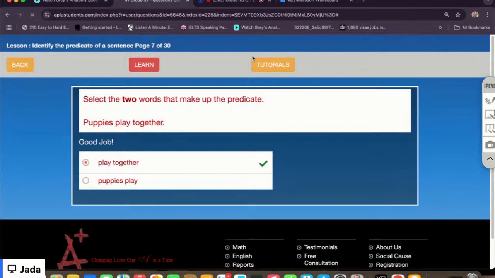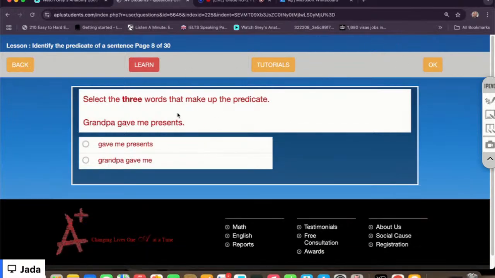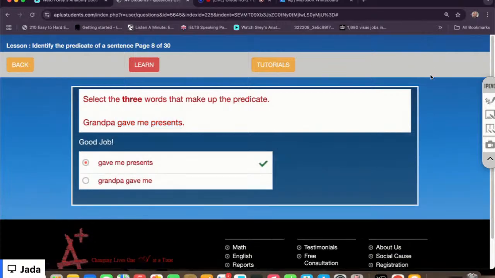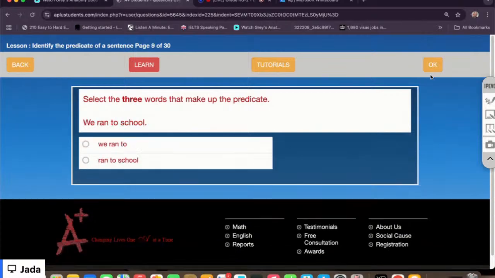Okay, so we have, Grandpa gave me presents. So Grandpa here is the subject. So gave me presents will have to be the predicate. So yes, that's it for our subject and predicate.